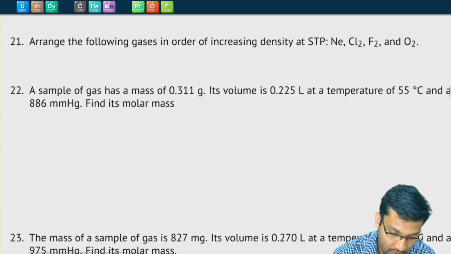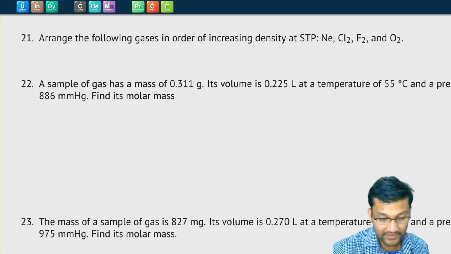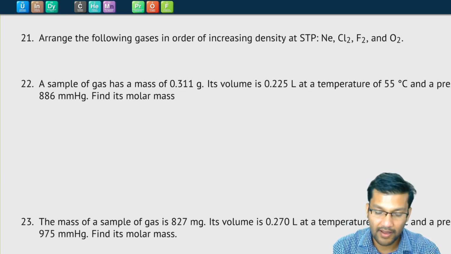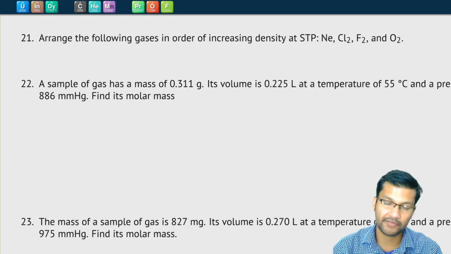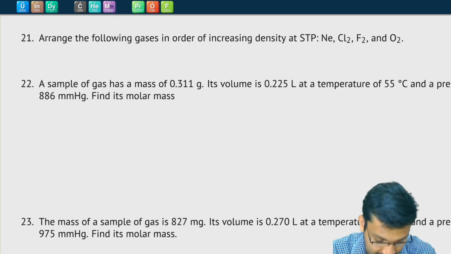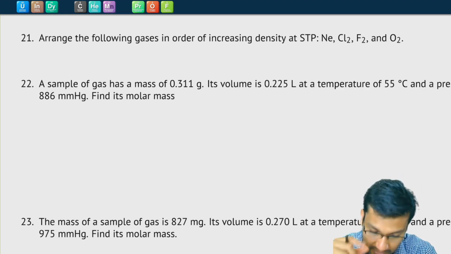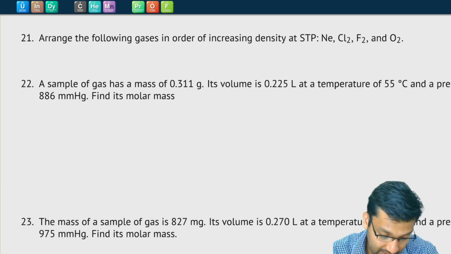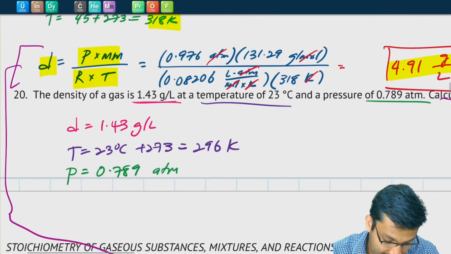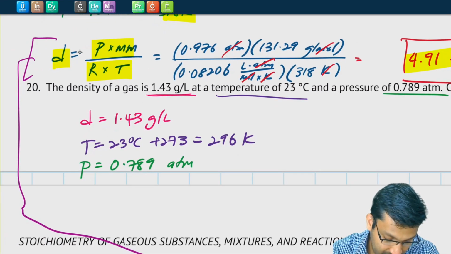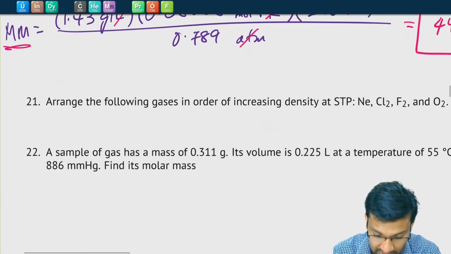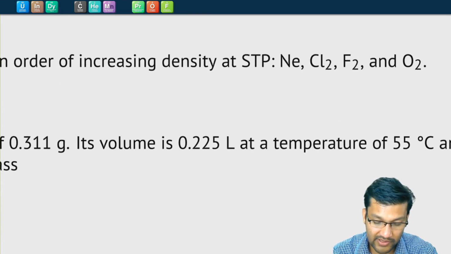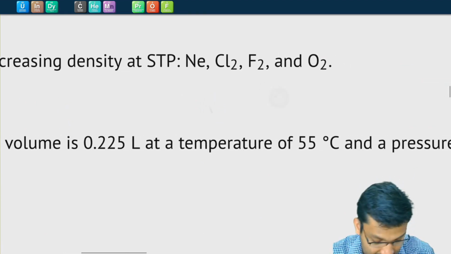All right, let's look at number 21. Arrange the following gases in an order of increasing density at standard temperature and pressure. Remember, standard temperature and pressure just means for pressure, it's 1 atmosphere. For temperature, it's 0 degrees Celsius or 273 Kelvin. So, arrange them in order of increasing density. Earlier, we said that density is related to the molar mass. If temperature and pressure are the same, which is the case because it's all at standard temperature and pressure, then in order to figure out their densities, we just need to figure out their molar masses.